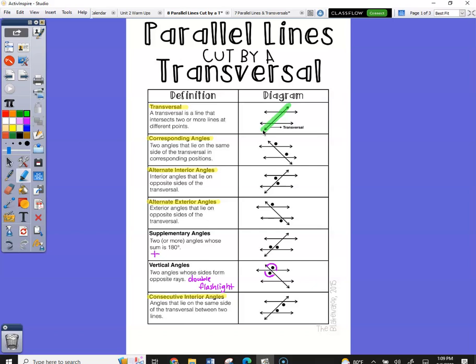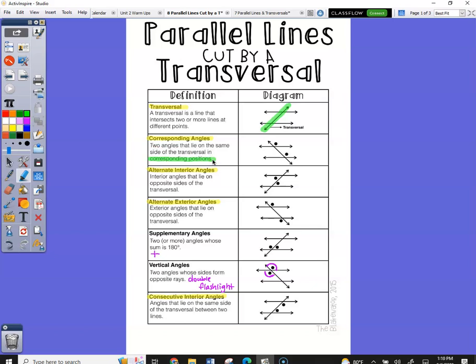Transversal is the one that's cutting across it. When you have two lines cut by a transversal, if they are parallel lines, then there's a lot of other relationships formed. The first relationship is corresponding angles. These are angles that lie in the same position, hence the name. They're in corresponding positions, so they're called corresponding angles.